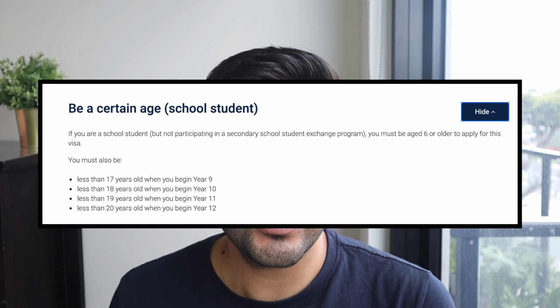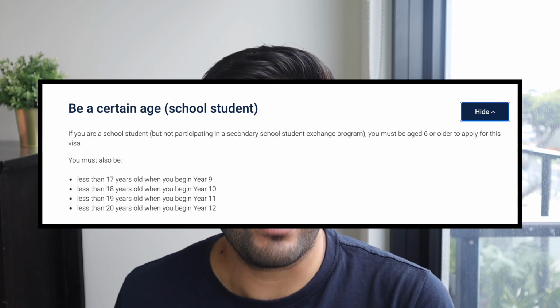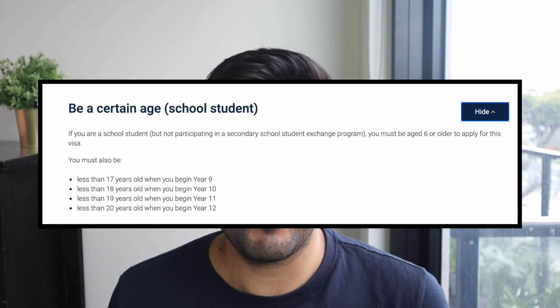When it comes to the age, you must be 6 years or older in order to apply for this visa. There's no maximum limit on how old you can be, but there's a minimum requirement that you must be at least 6 years old to get this visa. So overseas students can even do primary and secondary schooling in Australia.